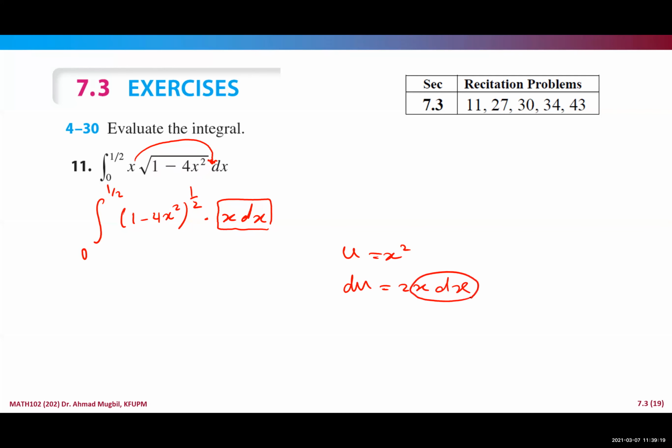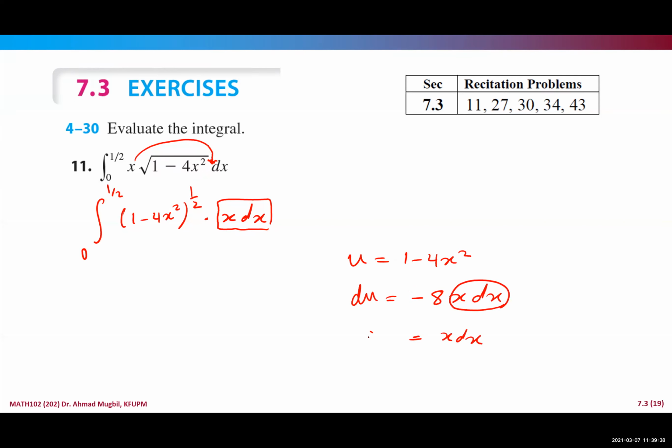So in this case du will be 2x dx, and you have x dx. But here it is better to put u equals 1 minus 4x squared. du will be what? Negative. Don't forget the negative: negative 8x dx. You have x dx, so x dx will be just du over negative 8. So this integral will be u to the power half, and x dx is just du over negative 8.